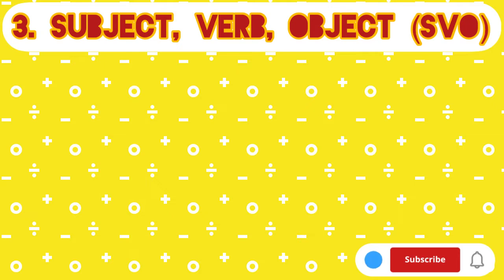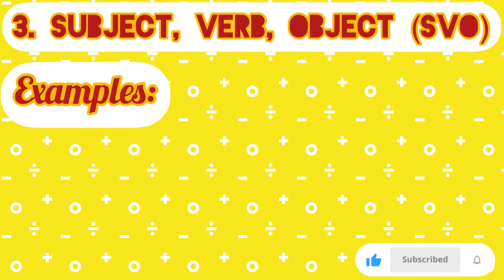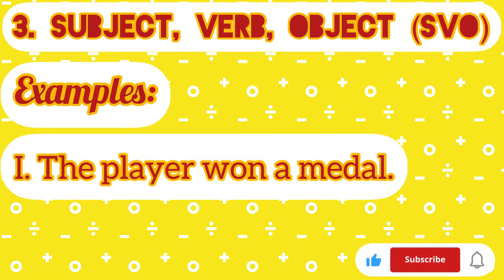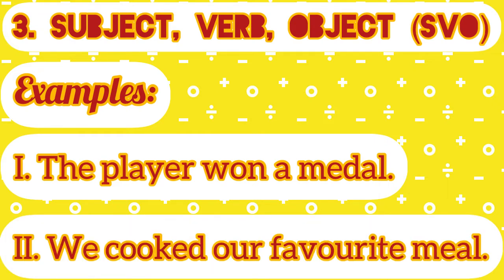Let's consider another structure. We can have subject, verb, and object, which is the SVO structure. For example, the player won a medal. You can tell the subject in this sentence, the player, then the verb is won, a medal is the object of the sentence. Another example, we cooked our favorite meal. We is the subject, cooked is the verb, our favorite meal is the object of the sentence. Don't forget that an object can appear in the form of a phrase, a noun phrase.